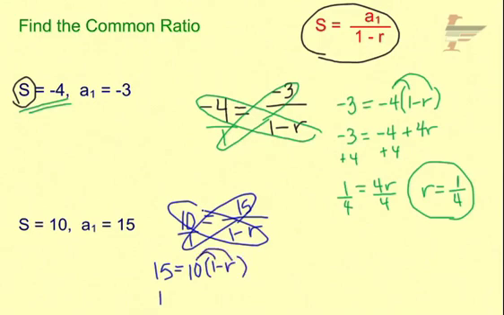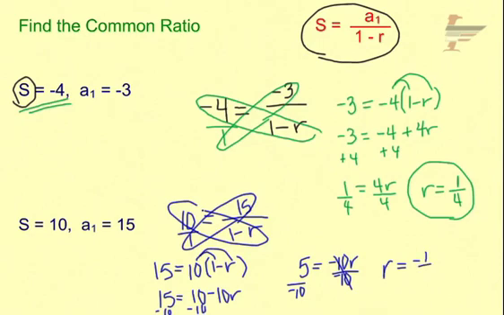Do some distributing, and then solve for r. So we subtract 10 from both sides. 15 minus 10 is 5, equals -10r. Divide by that -10. So the common ratio for this series is 5 divided by -10, which is -1/2.